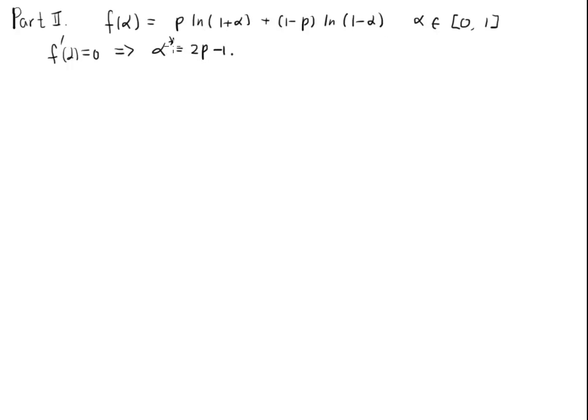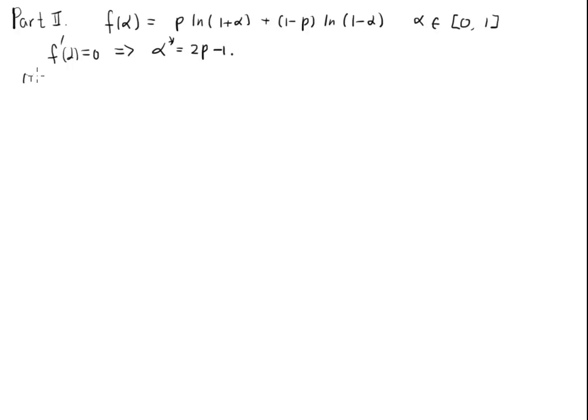Once we get alpha star over here, a very important step is to determine whether this alpha star is inside the interval. If alpha star is in the interval, then it is a candidate. If it is not in the interval, then this alpha star is not a candidate for the maximal value. So this is an important step. So let's write down over here.